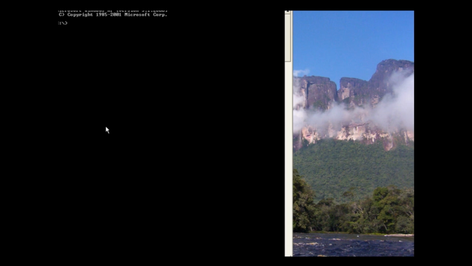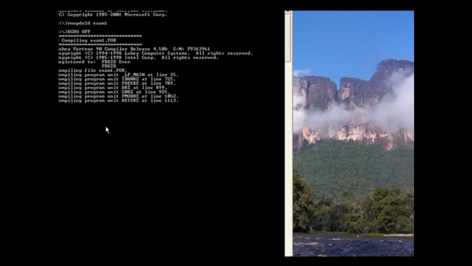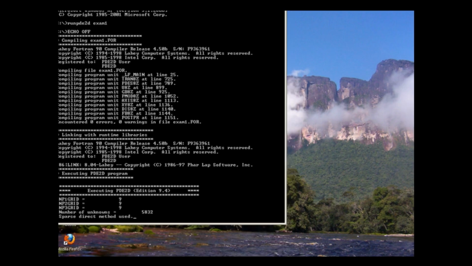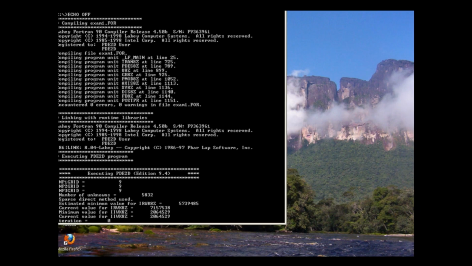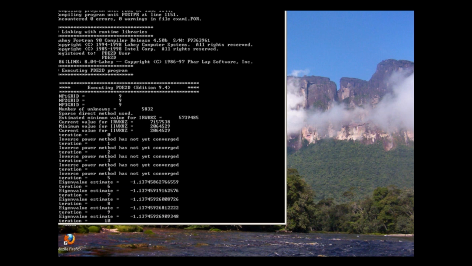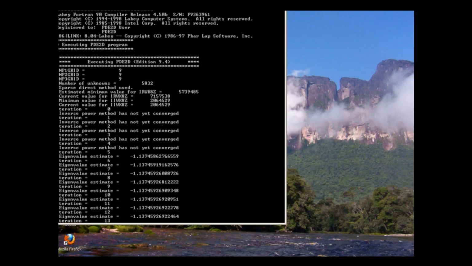Now we're ready to run the program using Run PDE2D. Run PDE2D compiles, links, and executes the program. Here it's printing out the eigenvalue that was found to be closest to the user-supplied number using the inverse power iteration.